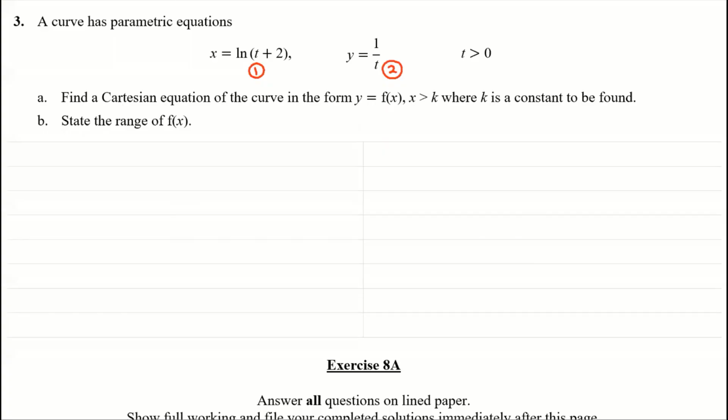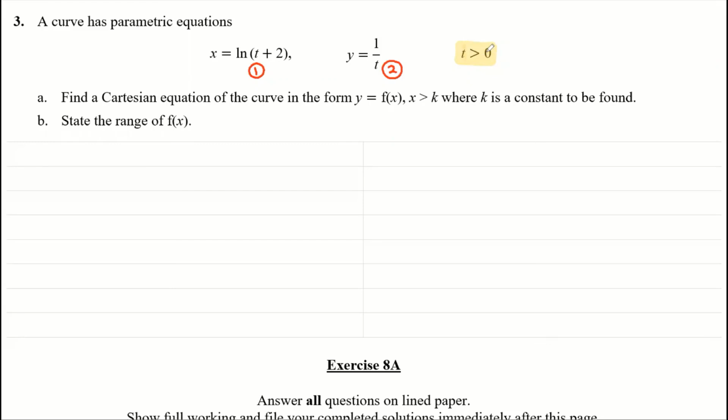For our final worked example, example 3, we have a parametric equation for x defined using natural logarithms. Okay, y is a reciprocal function of t, and t is strictly greater than 0. Okay, that is really important. I'm going to ask you to really focus on that because it gets forgotten in many situations.